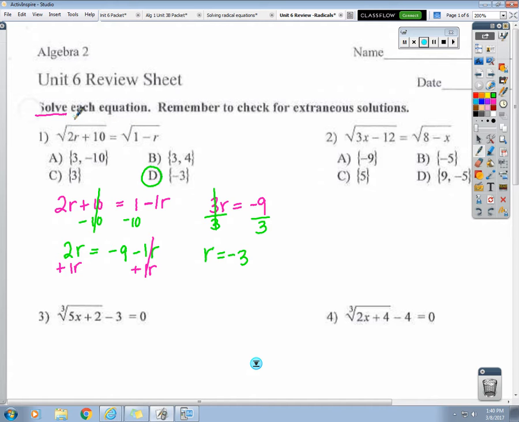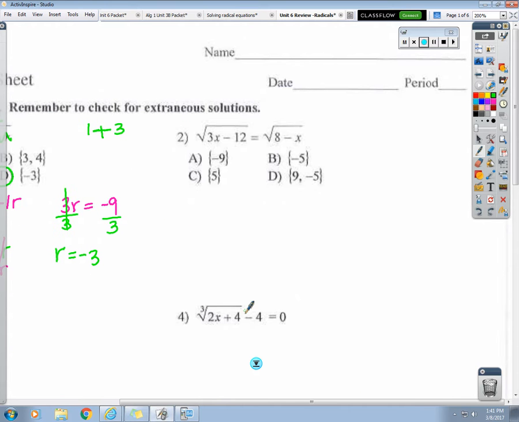Pay attention. If I plug in a negative 3 on this side, what's 2 times negative 3? And what's negative 6 plus 10? And isn't the square root of 4 going to be 2? So when I plug in a negative 3 right there and work it all out, I get a positive 2. If I plug in a negative 3 into this r, what's 1 minus negative 3? Guys, what's 1 minus a negative? Positive, so doesn't that just become a 4 as well? Yeah. And the square root of 4 is 2. So that lets me know negative 3 is the right answer because when plugged in, it created a true statement. 2 equals 2. So D is good.